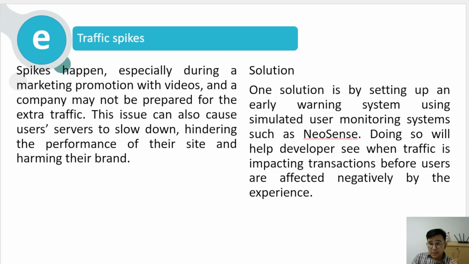So the solution is setting up an early warning system, so it can warn us when we simulate user monitoring systems. I recommend you use what we call NeoSense. Doing this kind of thing would help us as developers to see the traffic, observe whether we need to increase our capacity or not, and see whether the transaction impacts the users before it affects the user negatively in the future. So we can prevent this by using a monitoring system.